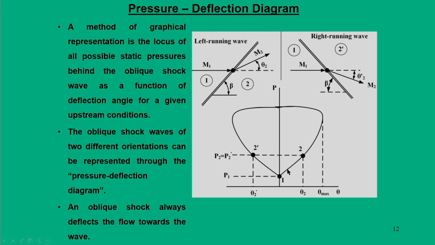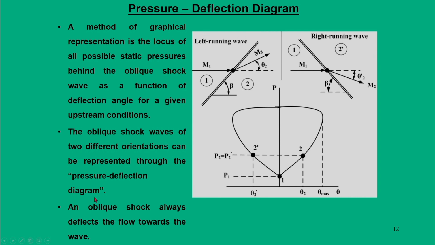And here we represent two possible situations of oblique shocks, what we call a left running wave and a right running wave. Left running wave means that most of the oblique shocks we have represented are left running waves, where the flow is turning towards itself. Another way of representing the same phenomenon is to orient these oblique shocks where the flow is deflected in a negative theta direction. We will come back to this point later, but for the time being, the graphical representation of the locus of all possible static pressures behind the oblique shock as a function of flow deflection angle at a given Mach number is known as a pressure deflection diagram. And oblique shocks of two different orientations are represented through a pressure deflection diagram.